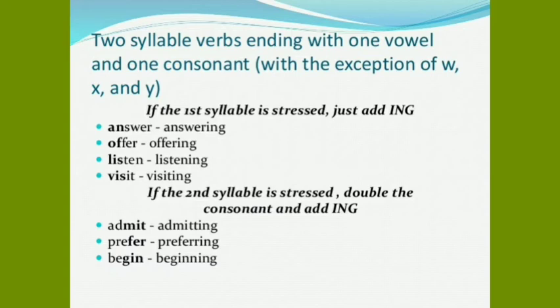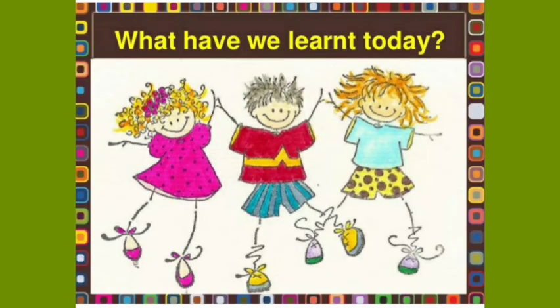Visit, here also the first syllable is stressed, so you need to only add ING. But if in two syllable verbs the second syllable is stressed, you need to double the consonant and add ING. Admit, here mit is the second syllable and this second syllable is stressed, so you need to double the consonant. Admit, admitting.